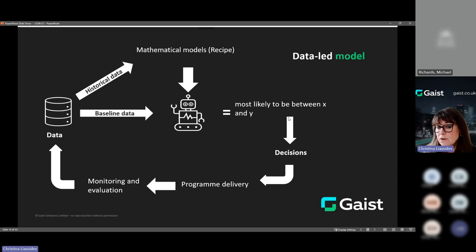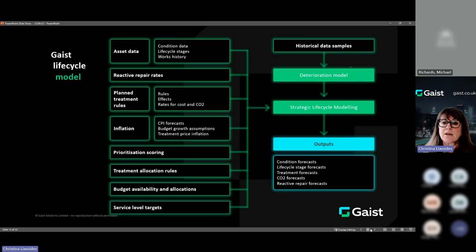And this is where your own knowledge comes in. This should tie in with the things that you know, the things that you are aware of within your highways, and the things that you learn every day in the job. That leads obviously to program delivery, monitoring and evaluation, and then again, of course, more data. And eventually that baseline data becomes historical data, and we can see how things perform again over time. So this is the Gaist lifecycle model.